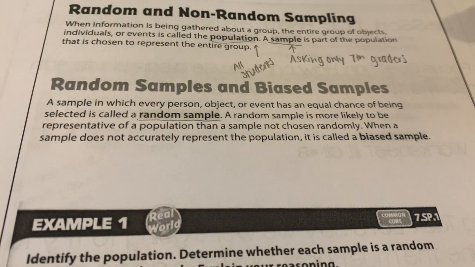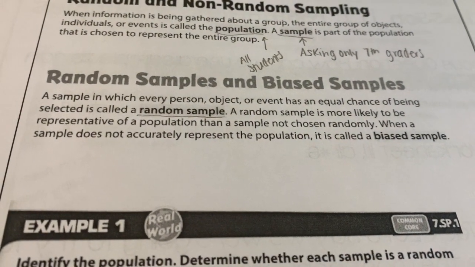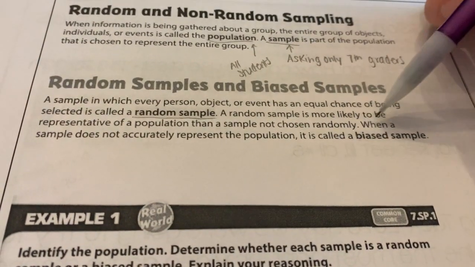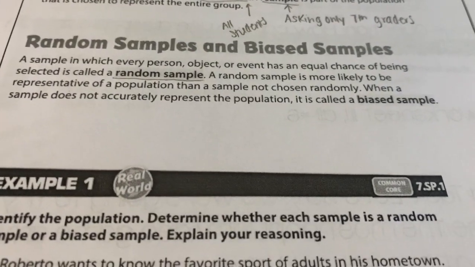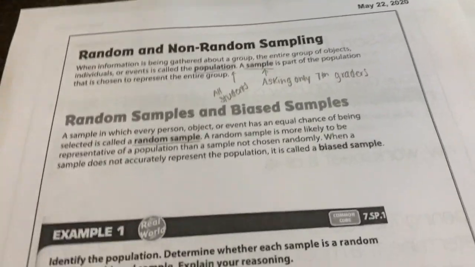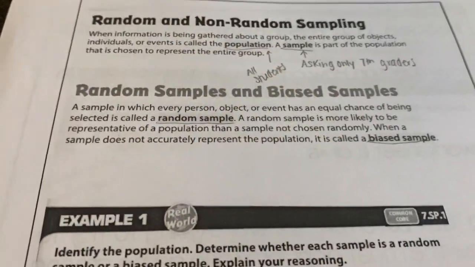But if I go into a certain classroom and I only ask the kids in there, it's not random. I'm asking a certain group of kids, right? So a random sample is more likely to be representative of a population than a sample that's not chosen randomly. When a sample doesn't accurately represent the population, what we call it is a biased sample. Okay, and we're going to get into that.